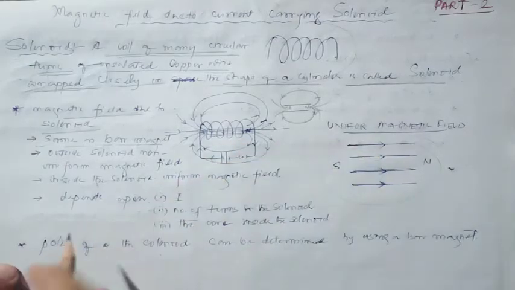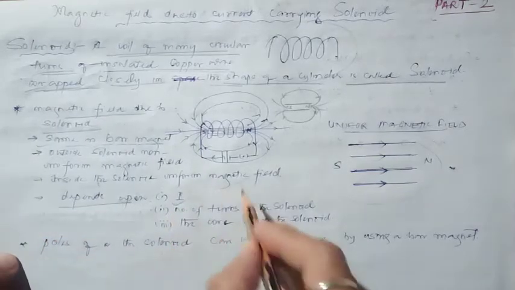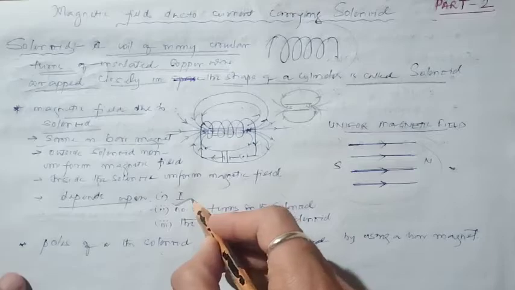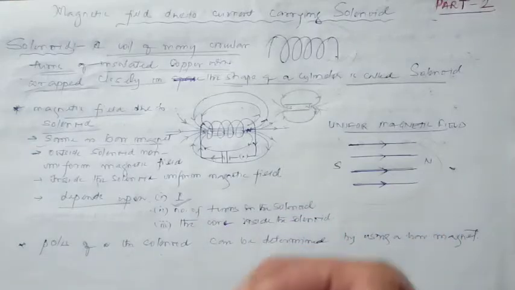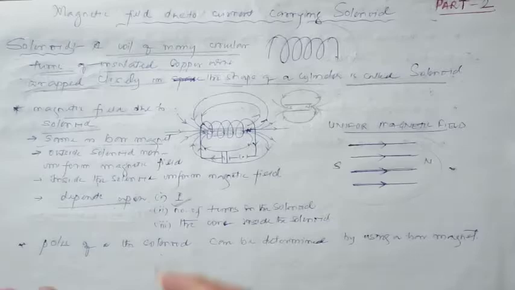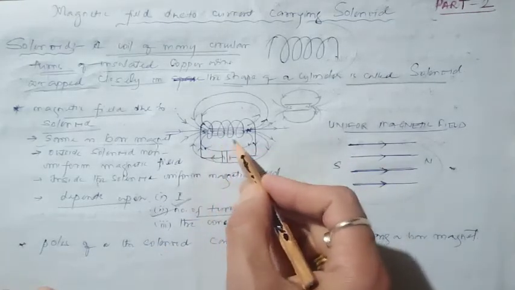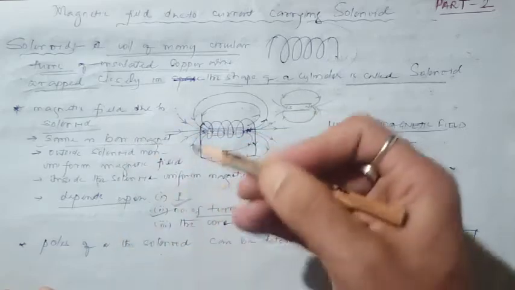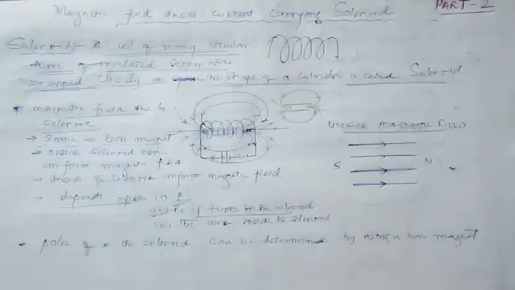Now student, the magnetic field around the current carrying solenoid depends upon what? Three important factors. First, the current. The magnetic field is directly proportional to current. If you allow more current to pass through the solenoid, the magnetic field around it will be stronger. If you allow less current, the magnetic field will also be less. Second, the number of turns. Suppose you have 1, 2, 3, 4 turns here. If you increase the number of turns, the current carrying loops, the magnetic field will also be stronger.